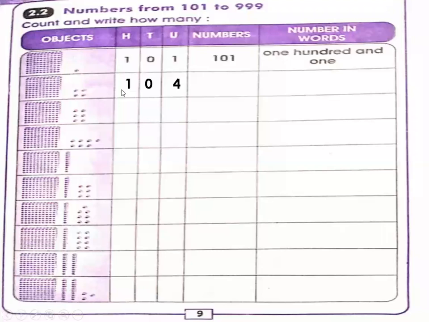In the second one, there is only one square, so we write 1 in the 100 column. There is no tens block, so we write 0 in the tens column. 1, 2, 3, 4. There are 4 small unit blocks, so we write 4 in the unit column. It makes 100, 0 tens, 4 units makes the number 104. We also write this number in words like this, 104.